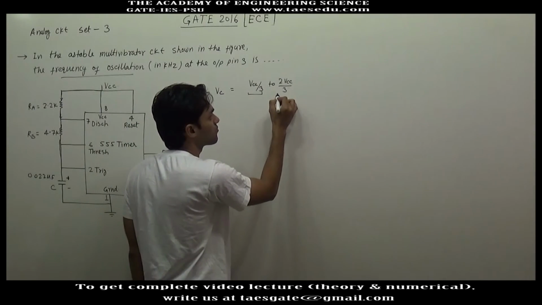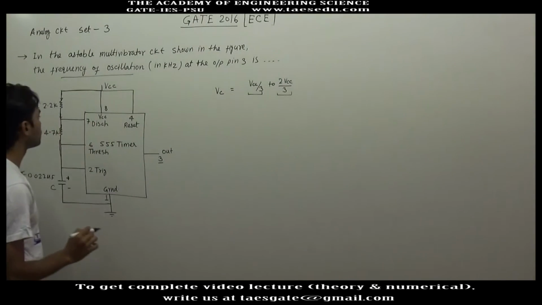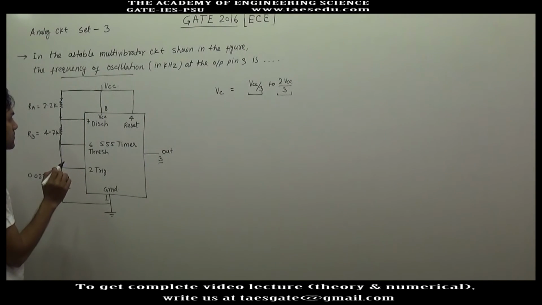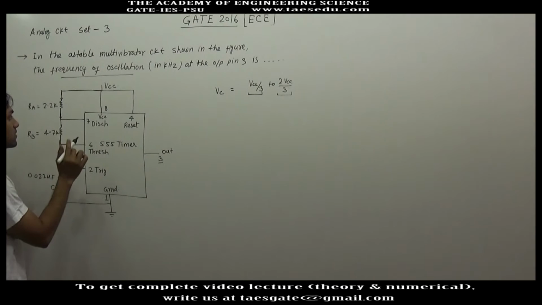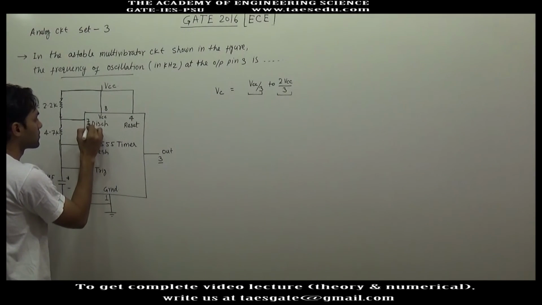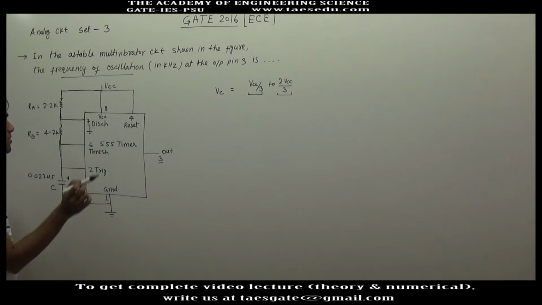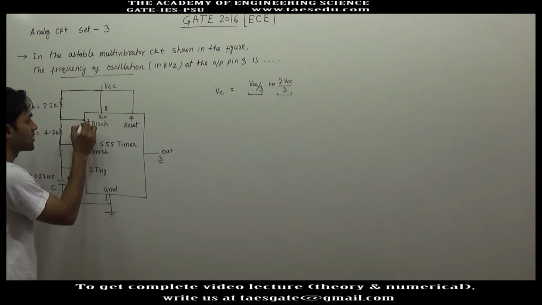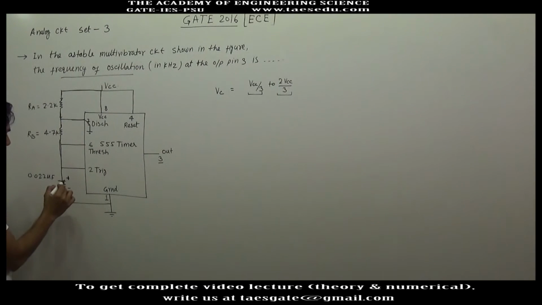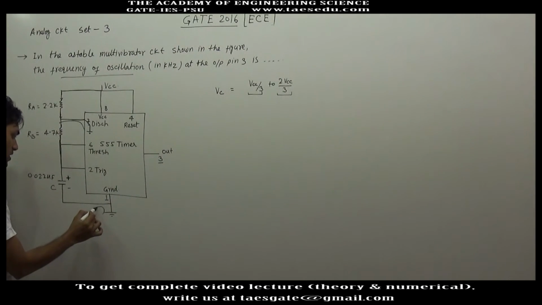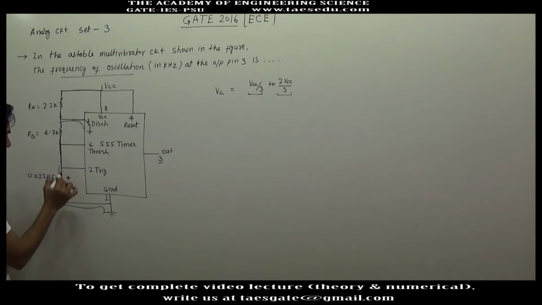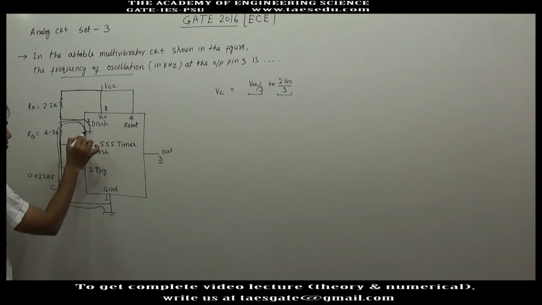But when the capacitor voltage is 2 VCC by 3, here we have a discharge, so this is ground here. When the capacitor voltage is 2 VCC by 3, the internal circuit is such that this terminal gets connected to the ground, and now this capacitor starts discharging through RB and this ground. From this ground current will flow in this direction, so capacitor will discharge and the current will again enter to ground.